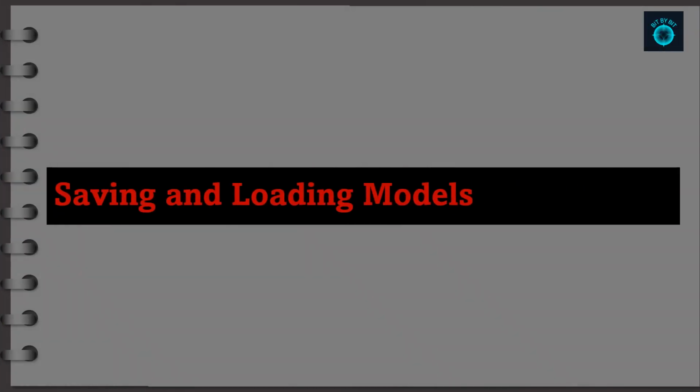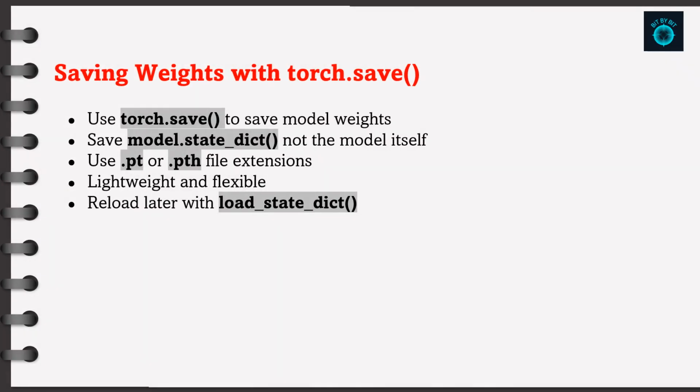Saving and loading models. To save your trained PyTorch model, you should use the function torch.save. However, instead of saving the full model object, you usually save only the model's state dictionary. That means all the parameters and weights, without the model structure. You do this by calling model.state_dict and then pass it to torch.save.